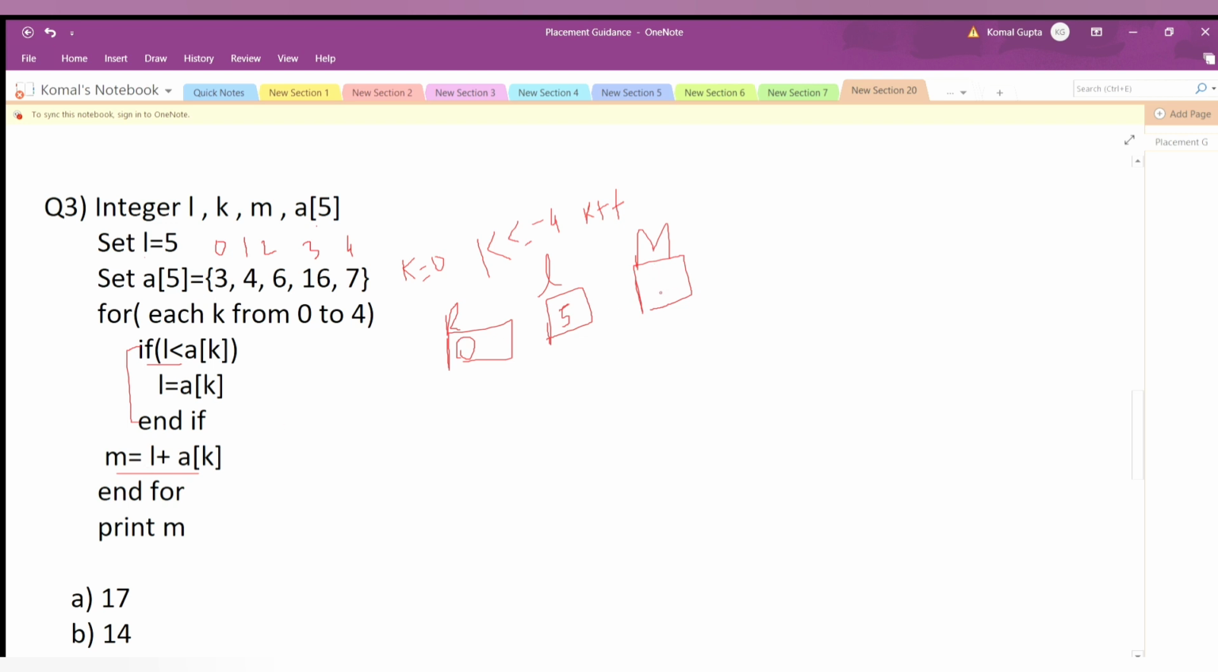5 plus 3 will be 8 at this time. Now the value of K will be incremented by 1. Is 1 less than equals to 4? Yes. So we will come inside this for loop.